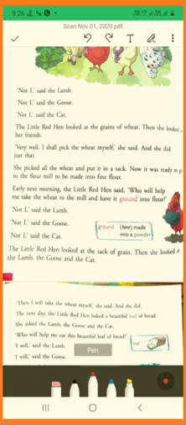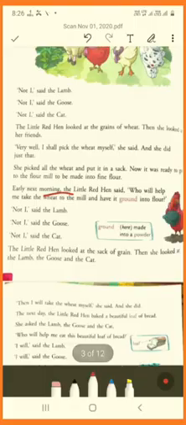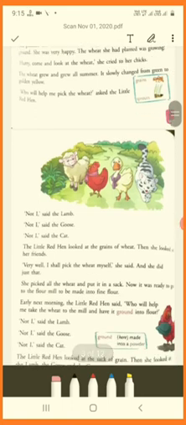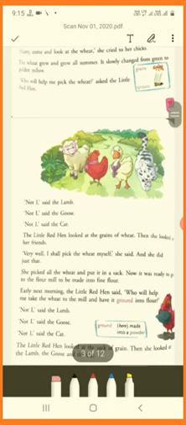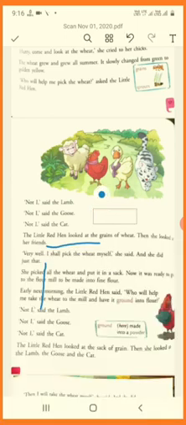Okay, so let's read. Early next morning, the little red hen looked at the grains of wheat. Then she looked at her friends. "Very well, I shall pick the wheat myself," she said, and she did just that. She picked all the wheat and put it in a sack. I've already explained it, just summarizing it.